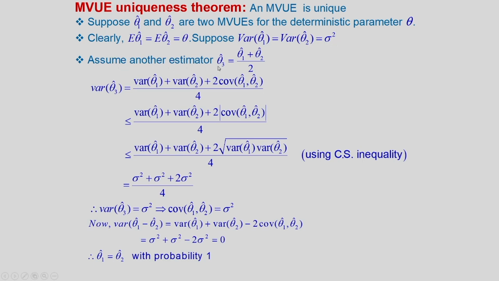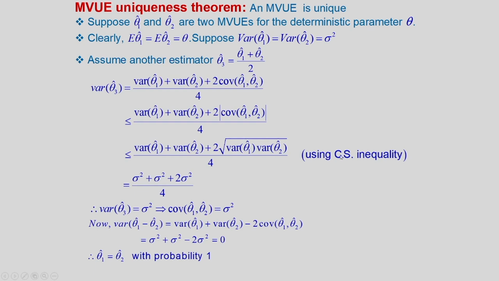Assume another estimator theta 3 hat, which is given by theta 1 hat plus theta 2 hat divided by 2. Then variance of theta 3 hat will be equal to variance of theta 1 hat plus variance of theta 2 hat plus 2 times covariance of theta 1 hat, theta 2 hat, whole thing divided by 4. Now, this expression is less than or equal to variance of theta 1 hat plus variance of theta 2 hat plus 2 times mod of covariance of theta 1 hat, theta 2 hat, divided by 4, because any number is less than or equal to its mod value.